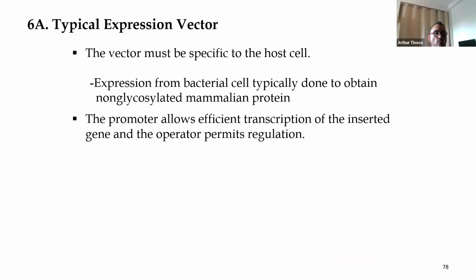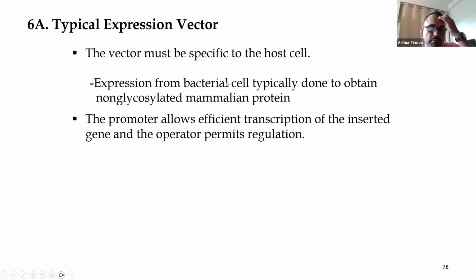Okay, so what's really important is that the vector needs to be specific to the host cell. Okay, so expression from bacterial cells is typically done to obtain a non-glycosylated mammalian protein. This is actually important because certain organisms that are used for expression purposes may modify your protein of interest in different ways. Typical proteins may be glycosylated, so may contain some sugar molecules, or may not be. So it depends on what the protein of interest is, whether you want the glycosylated form or not.